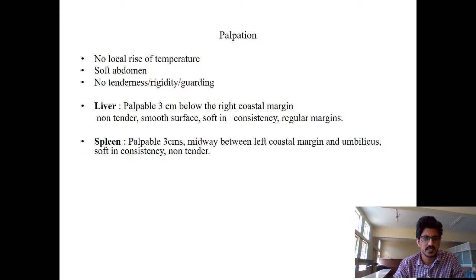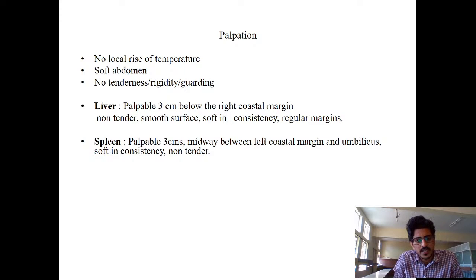Spleen, palpable 3 centimeters midway between the left costal margin and umbilicus, soft in consistency and non-tender. So it is coming into mild, basically. I said before that it is mild, moderate, and severe based on centimeters. Mild is less than or equal to 3 centimeters. Moderate is 4 to 7 centimeters, and massive is more than 7 centimeters.